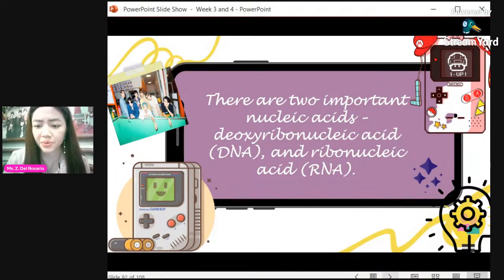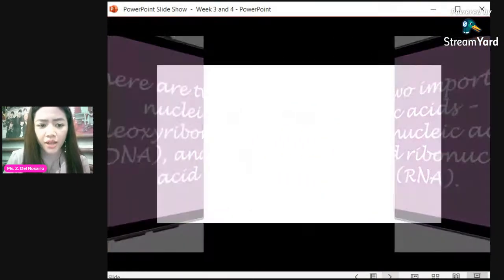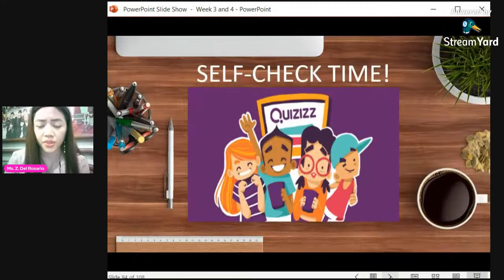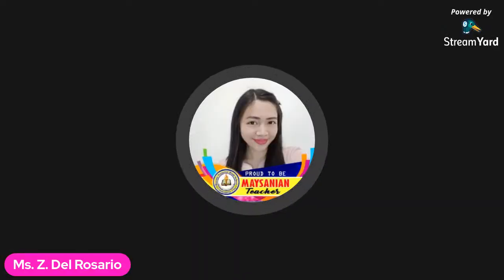So hopefully you were able to understand biomolecules, and to check your understanding, we know for a fact that these biomolecules could be detected by different means. It could be through physical and even chemical tests. So there, let us now check your understanding through a game which is quizzes. I will stop sharing for the meantime to be able to share my other screen for a while.